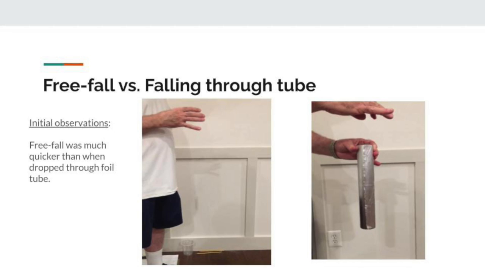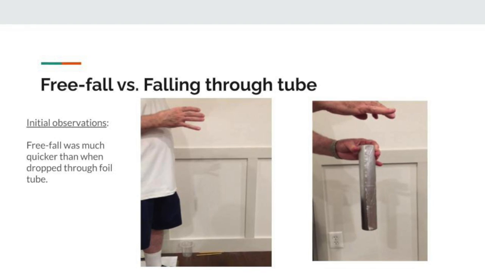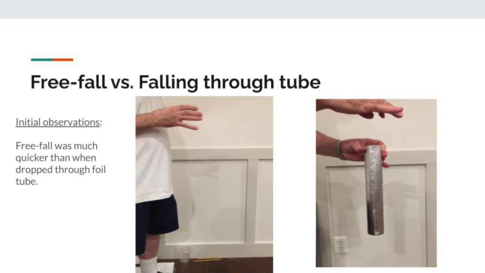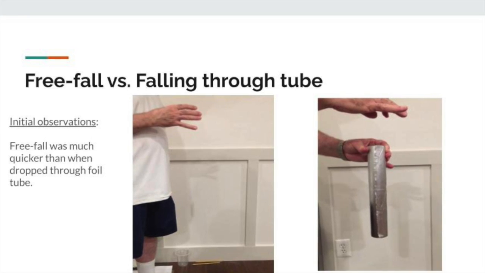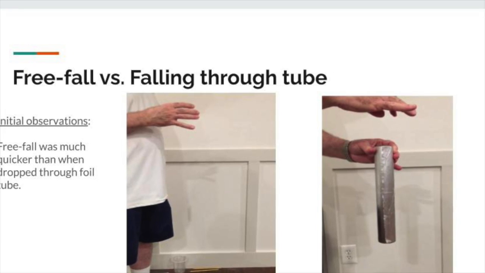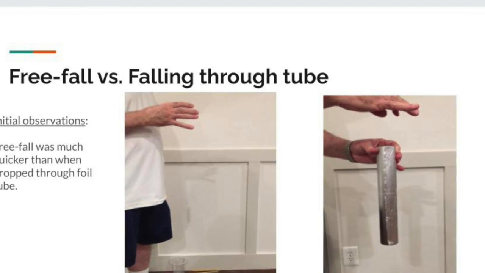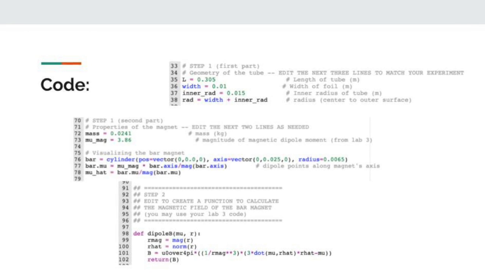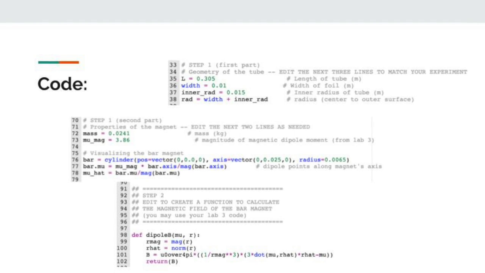There are two videos from my experiment in which you can see the comparison between the free fall on the left and the falling through the tube on the right. And just initially, the observation was that free fall was much quicker than when the magnet was dropped through the foil.